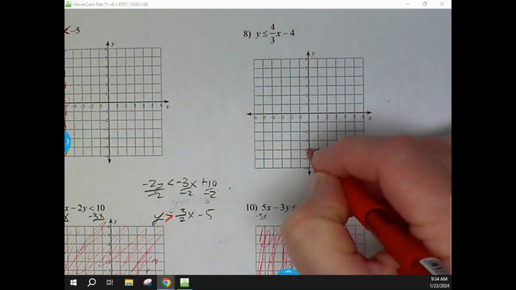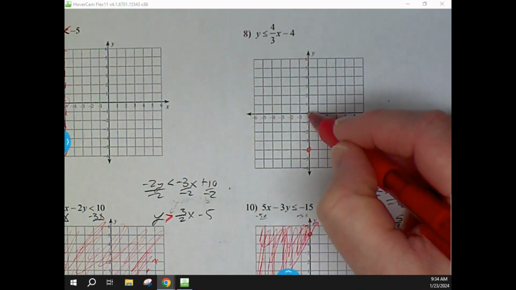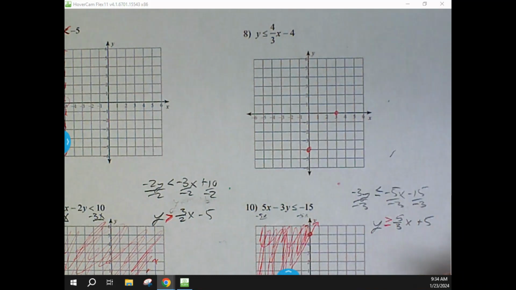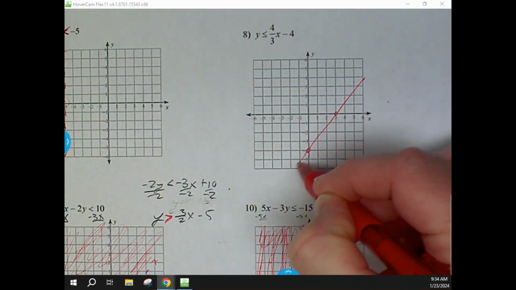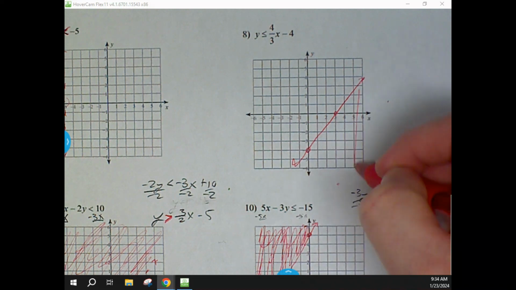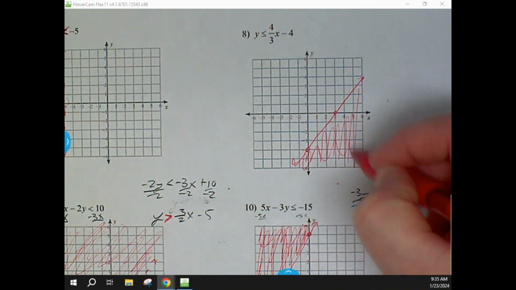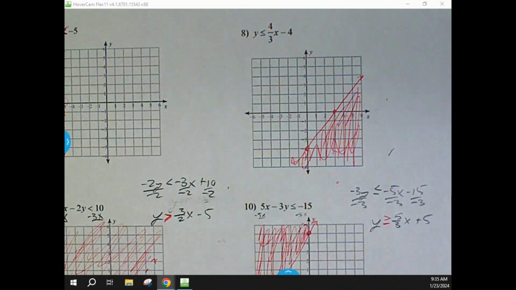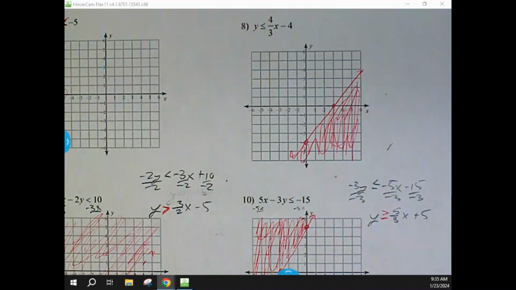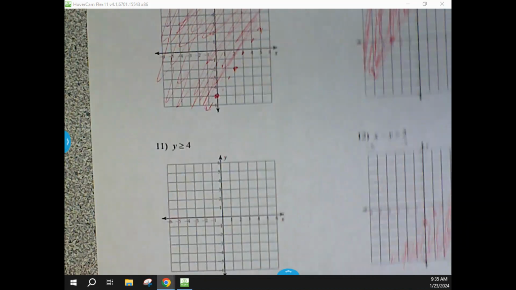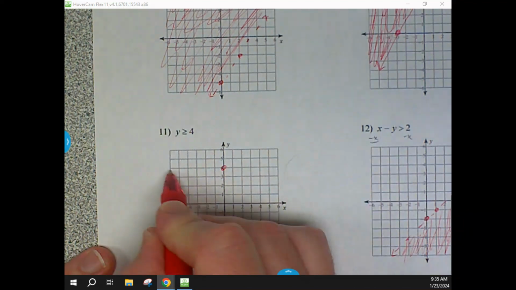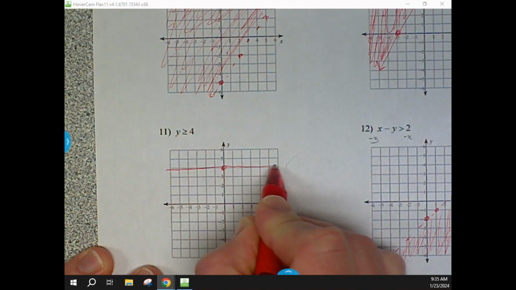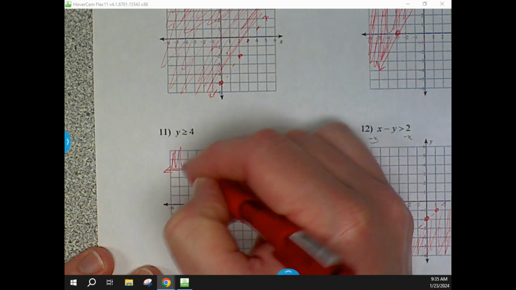Okay, so just real quick on number 8, starting at negative 4, up 4 over 3, would put us there. Again, it's y less than or equal to, so it is a solid line. And because it's less than, that would be everything down here. Okay, and then number 9, y equals 4. Again, if it's y equals, hopefully at this point, everybody's kind of getting in the groove on these. That would be a horizontal line. It's greater, so then that would be just that top part that's up here.